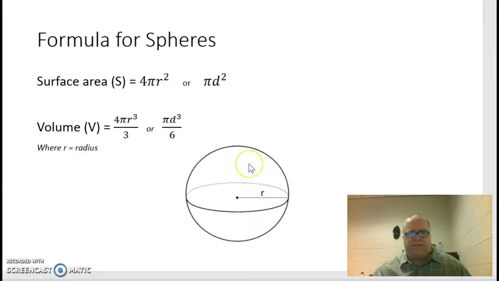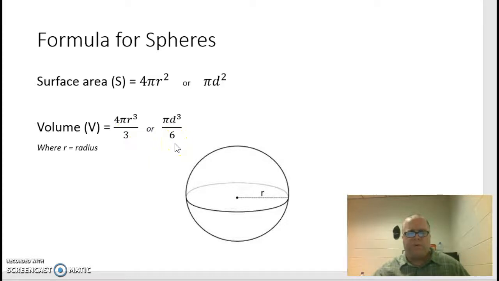So for the formula for the surface area, we're not going to distinguish here between the lateral surface area and the total surface area because we don't have any bases on a sphere. It's one circular surface there. So the surface area is going to be 4 pi r squared or pi d squared. Either one of those, depending. We usually use whichever value they give us in the problem, and the volume is 4 pi r cubed over 3 or pi d cubed over 6.